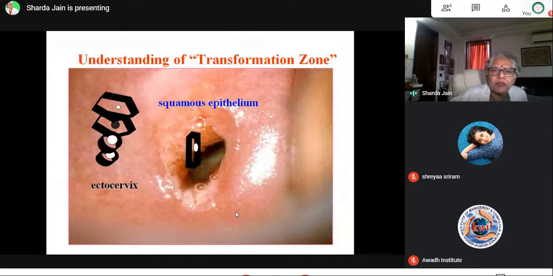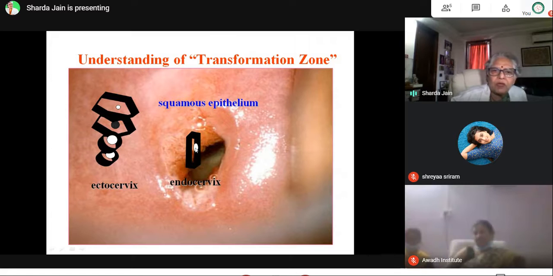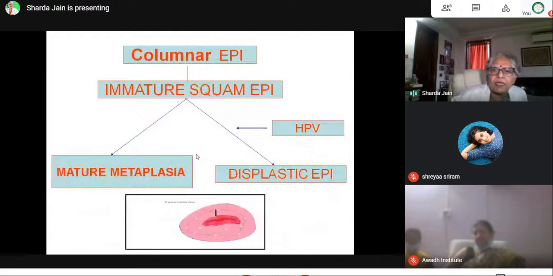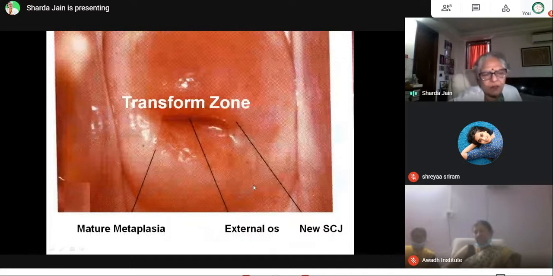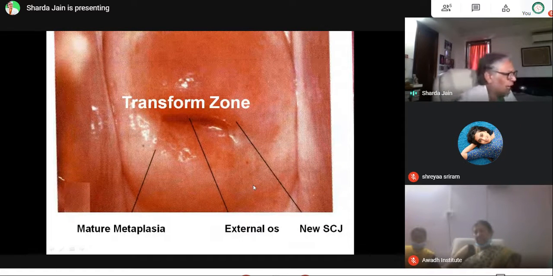This particular thing again tells you what is ectocervix and what is endocervix. The ectocervix is lined by multi-layered squamous epithelium, while the endocervix is lined by columnar epithelium, which is a single layer. At the squamocolumnar junction, as I told you, once this dysplastic epithelium gets infected with HPV, it will cause a precancerous lesion.